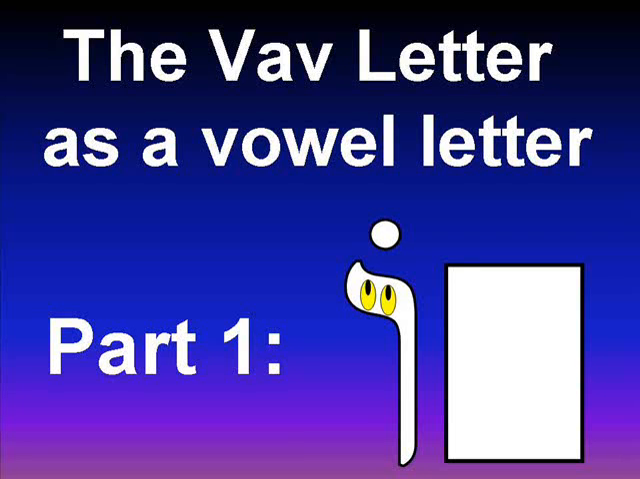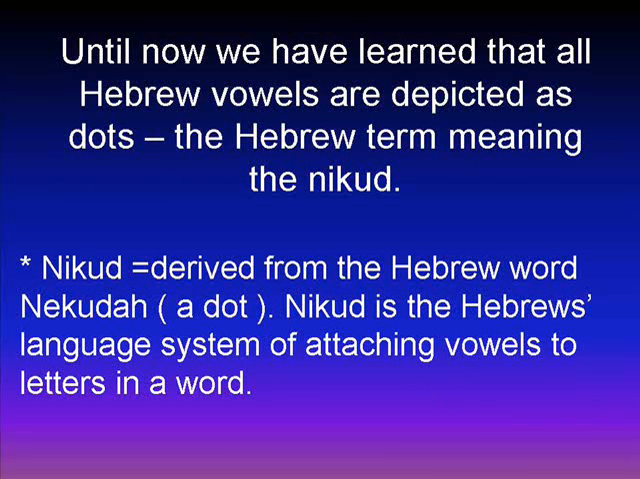The Vav letter as a vowel letter. Until now, we have learned that all Hebrew vowels are depicted as dots, the Hebrew term meaning the nikud. Nikud, derived from the Hebrew word nekuda, that means a dot. Nikud is a Hebrew language system of attaching vowels to letters in a word.